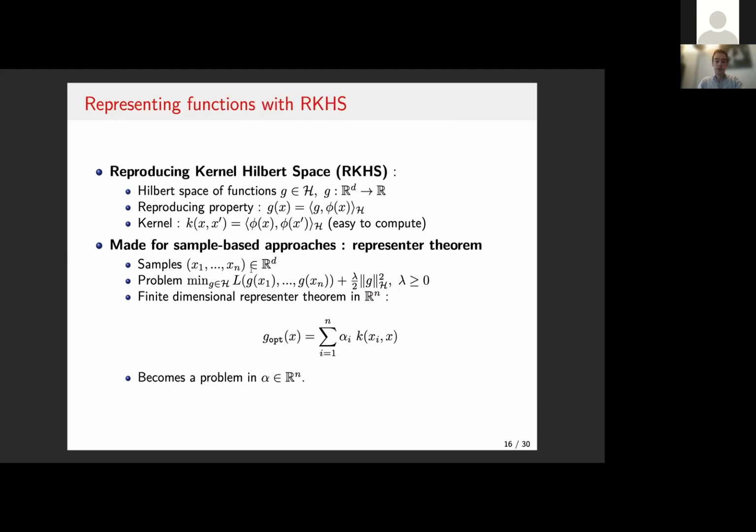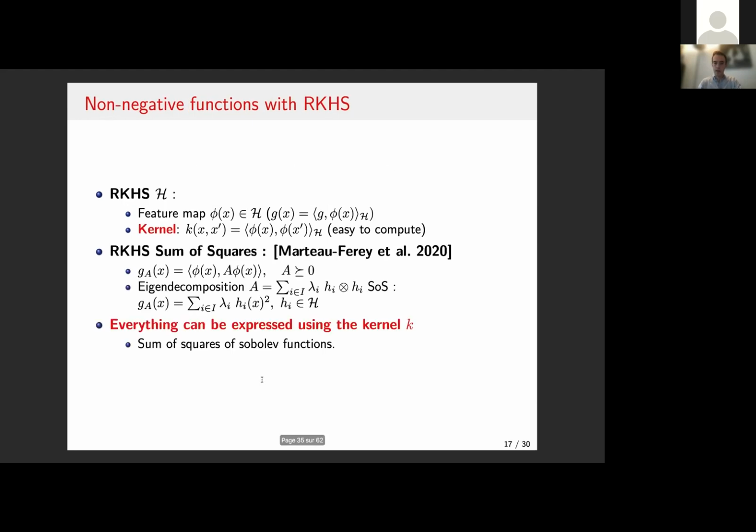What we like about RKHS is that when we want to learn a problem from samples, which is expressed as some minimization problem of a functional of g in this RKHS evaluated at samples x_1 to x_n plus some regularization term, then we have this finite dimensional representer theorem, which says that we can write the optimal value of g as a linear combination of the alpha_i times K of x_i. And so this problem of estimating a function in a big functional space becomes a problem of estimating a vector in R^n. And it would be nice if the same properties held for RKHS sums of squares.